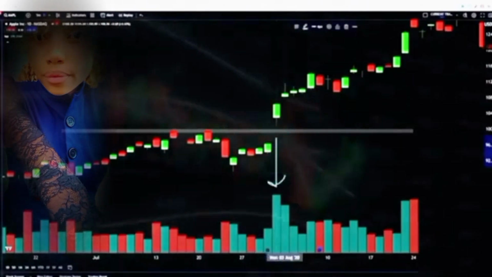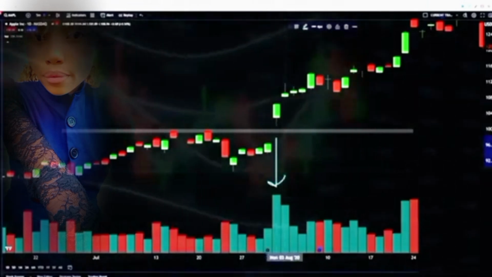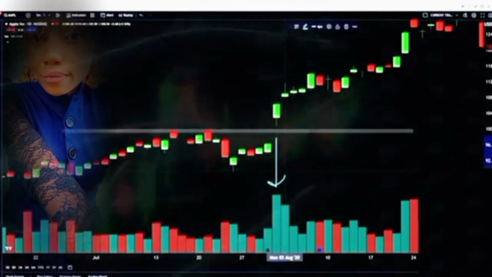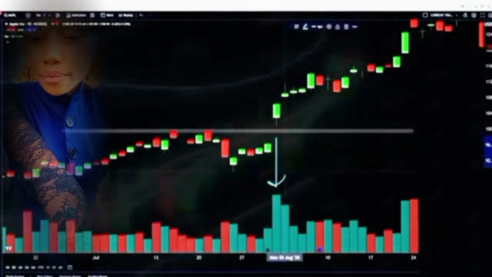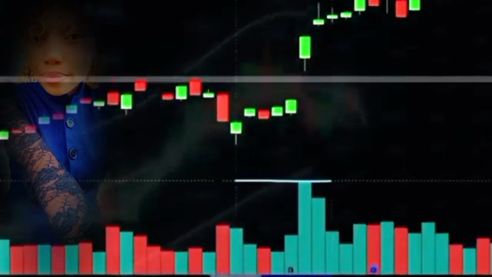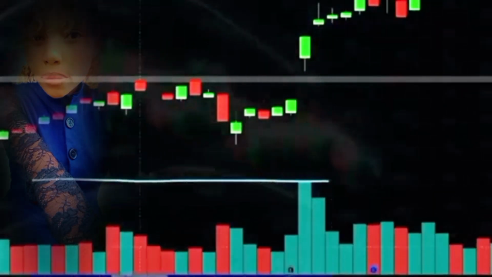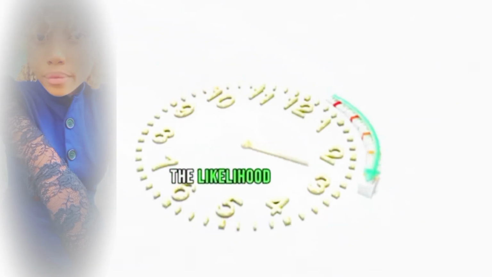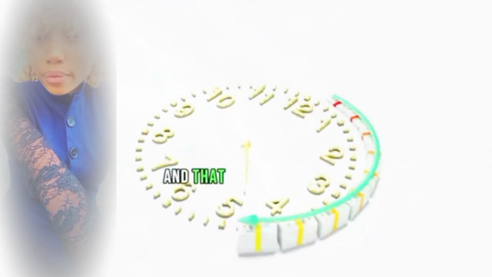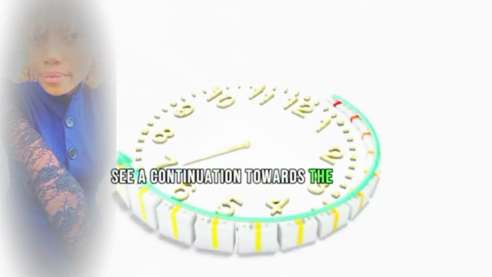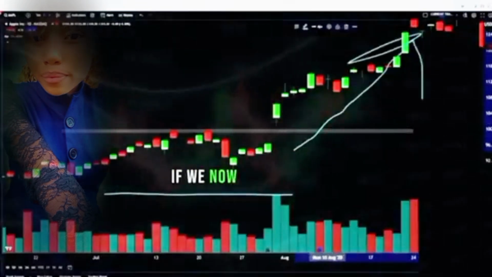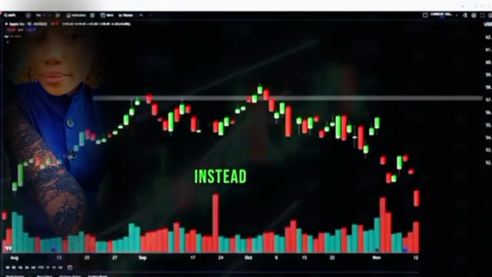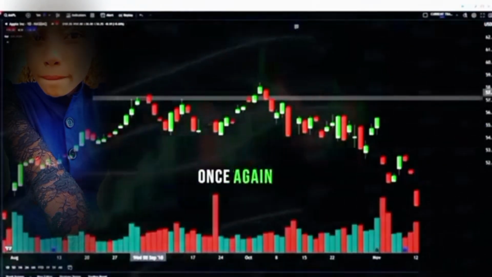And why is this the case? Well, when we see a breakout, we want to see lots of buyers supporting the move. And in this case, you can see that the volume bar was massive compared to all the previous candles, and this increases the likelihood of this being a real breakout, and that we're going to see a continuation towards the upside.